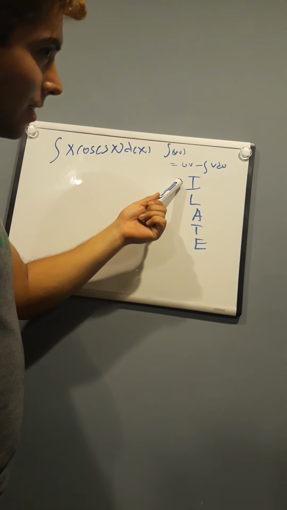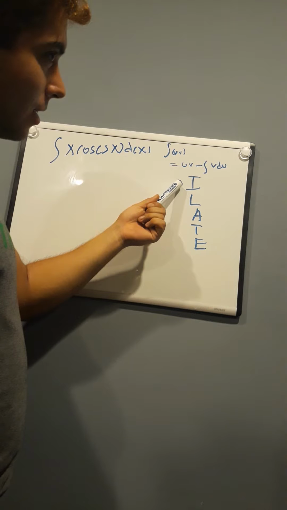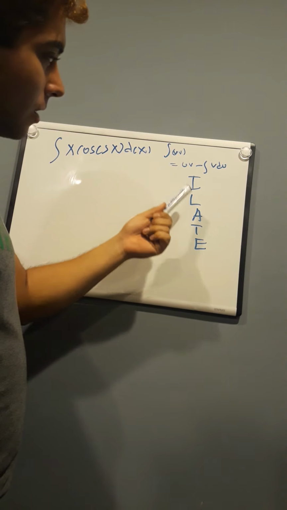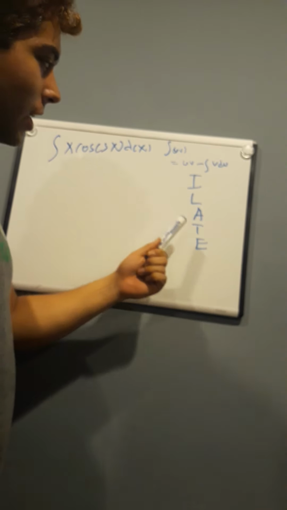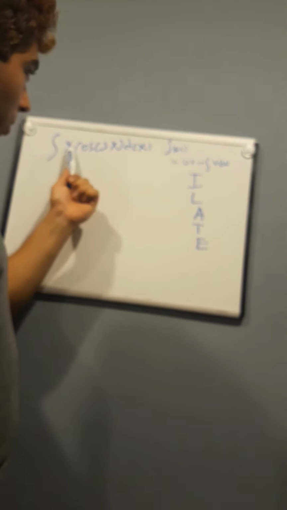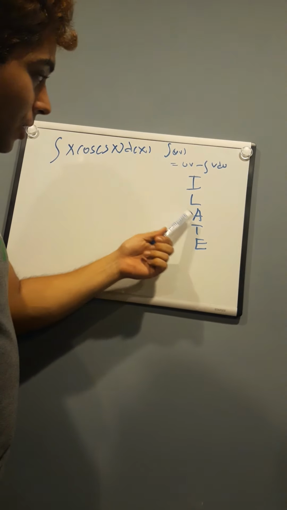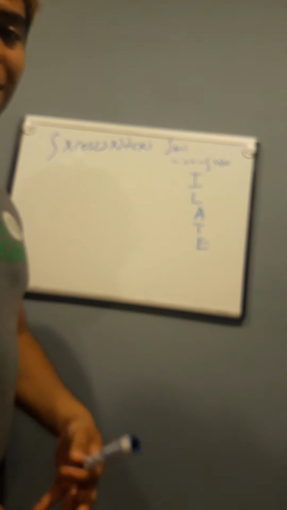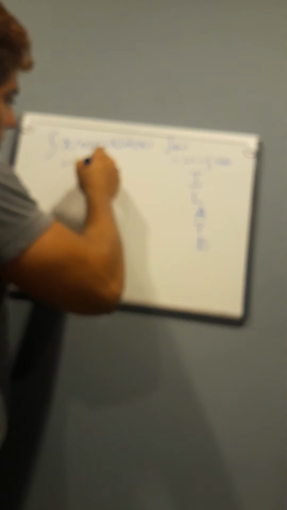ILATE: inverse, logarithmic, algebraic, trigonometric, and exponential. That's what you need to know. So this is neither of the first two, but this is before the trigonometric. So you probably want to pick your algebraic value to be your actual u first. And that's exactly what we do.